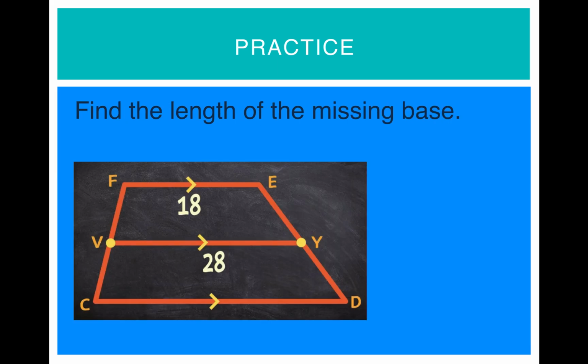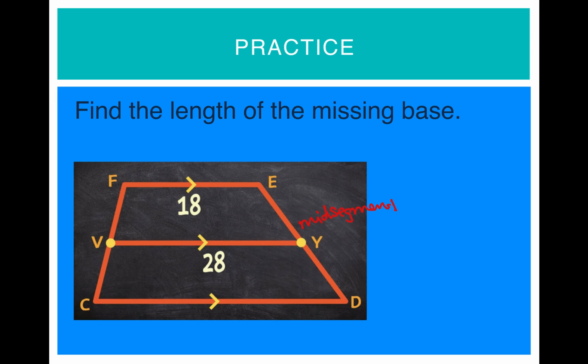Okay, find the length of the missing base. So let's see right here, and they don't tell us this, but I guess they do kind of tell us. This VW is actually the mid-segment right here. And why we know that is because it is parallel to both our bases FE and CD. That's our mid-segment.